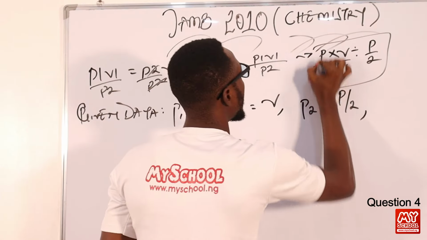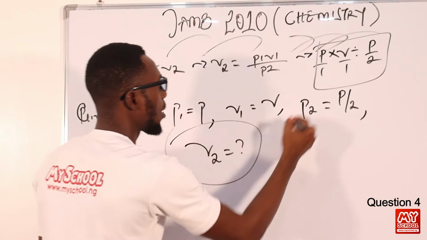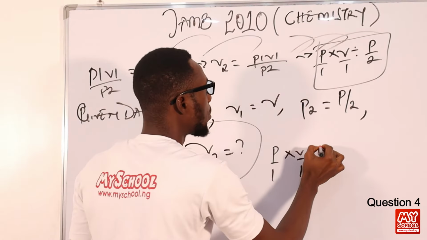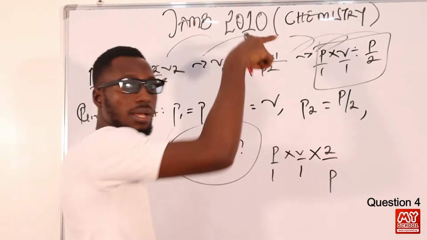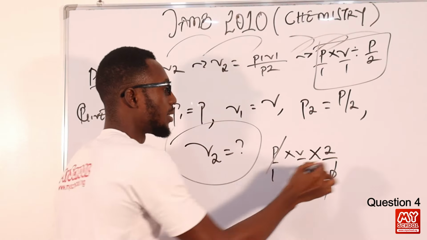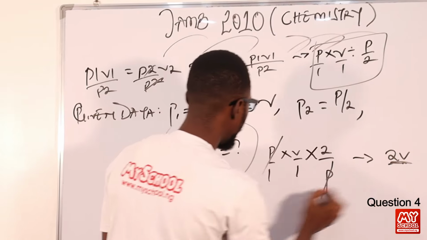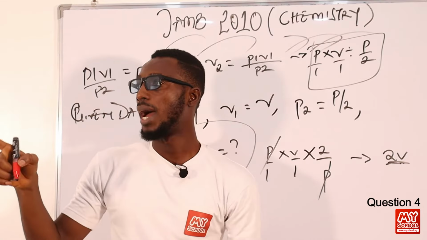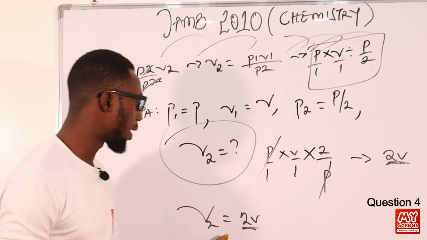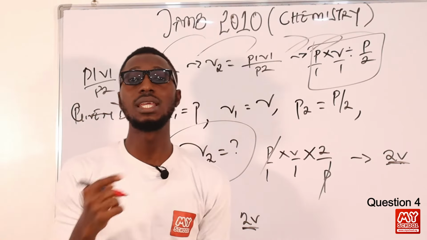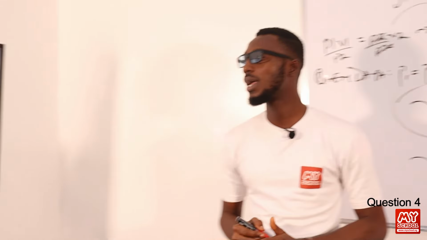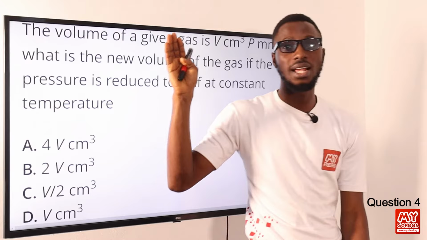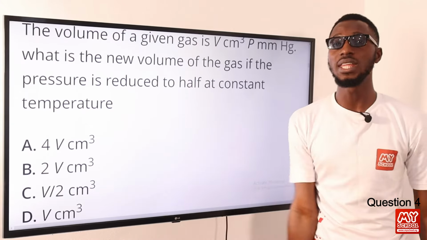Let me just bring this down here. I have P over 1 times V over 1. Now if I want to convert this to multiplication, it's going to be times 2 over P, remember. So this P cancels this P, then I have 2V. So that means my V2 is actually 2V if the pressure is reduced to half. So my V2 is going to be 2 times the initial volume. Let's go back to the screen to see if we can find 2V. Of course, with the units: volume has the unit centimeter cube, area centimeter square, length just centimeter. So option B is the correct option.